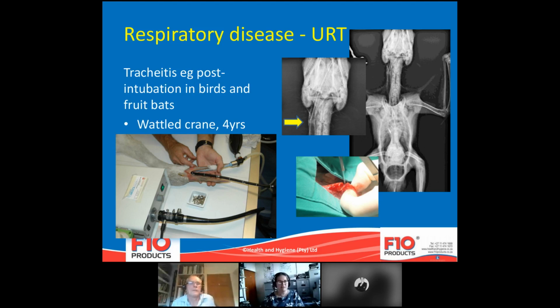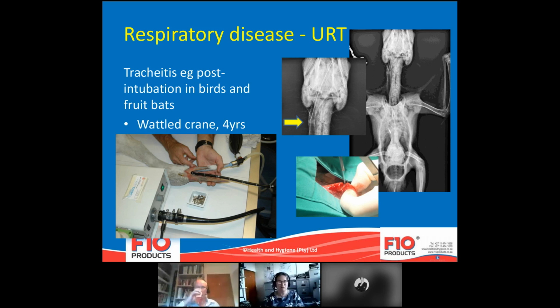Okay, so yeah, I just wanted to talk a little bit about tracheitis. So unfortunately, this is a potential complication of intubation in birds. Also, interestingly, in fruit bats, because like birds, they have complete tracheal rings.